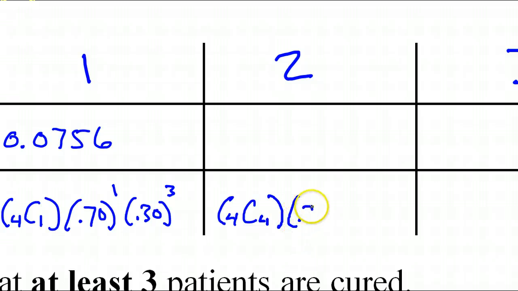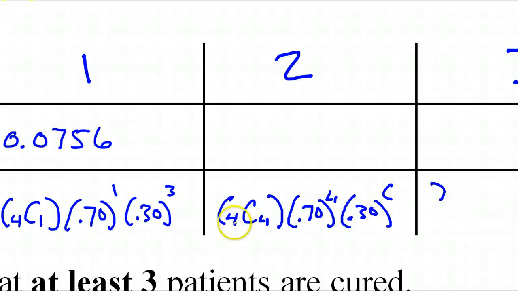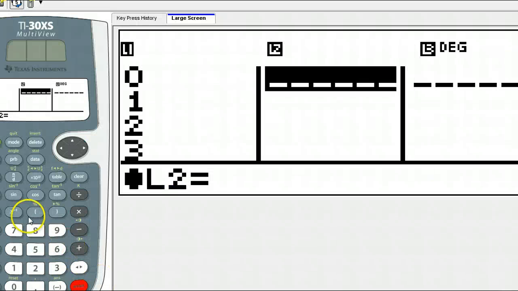And then the 0.70 didn't change, but the power will be, again, whatever's in list 1. If it's 2, it'll be a 2. If it's 3, it'll be a 3. And then the probability of failure doesn't change. And this is probably the trickiest part. The power is always going to be the total, which in this case is 4, minus whatever you have in list 1. So this is going to be my formula. Here I go. So I'm going to do 4.